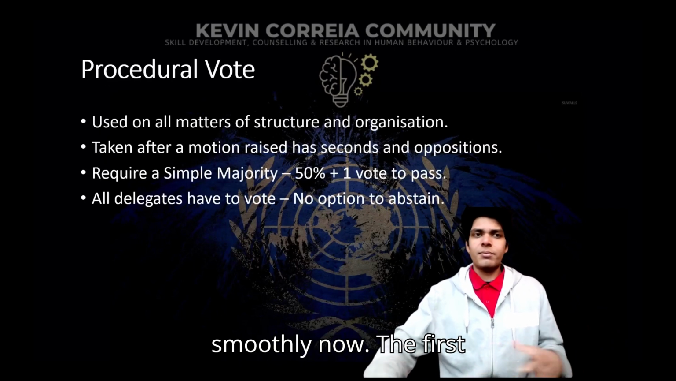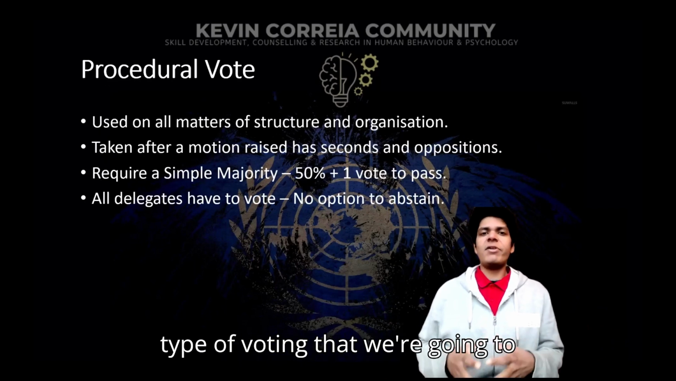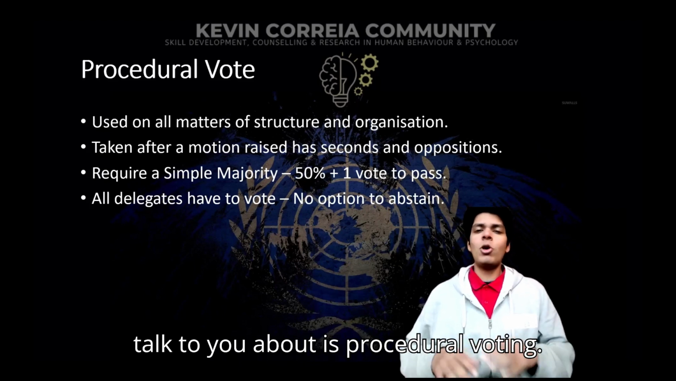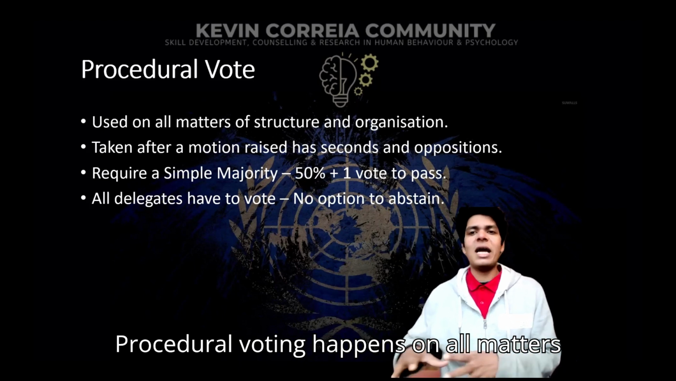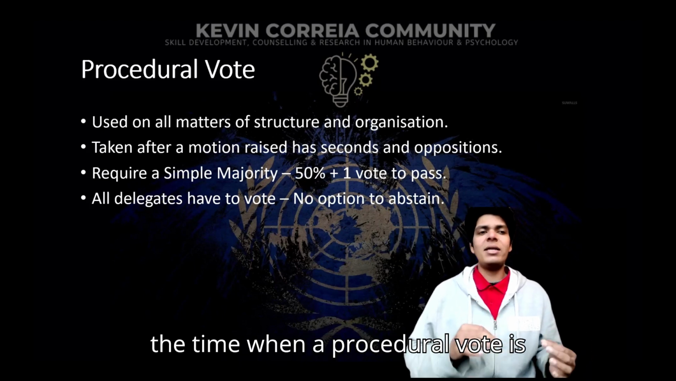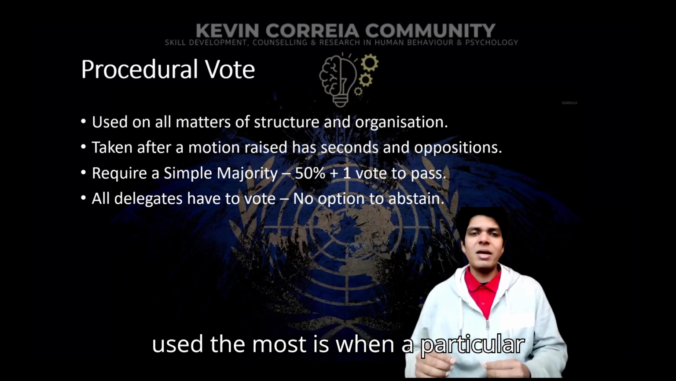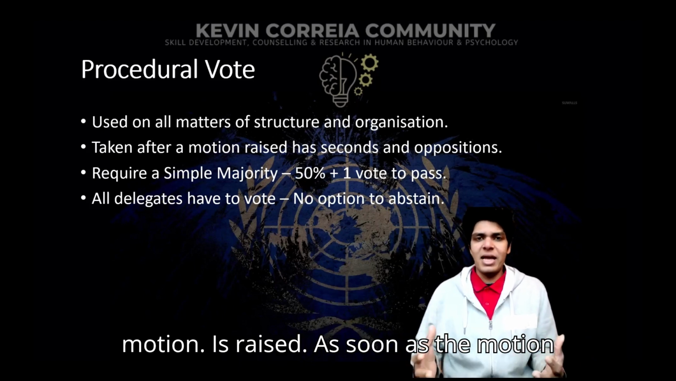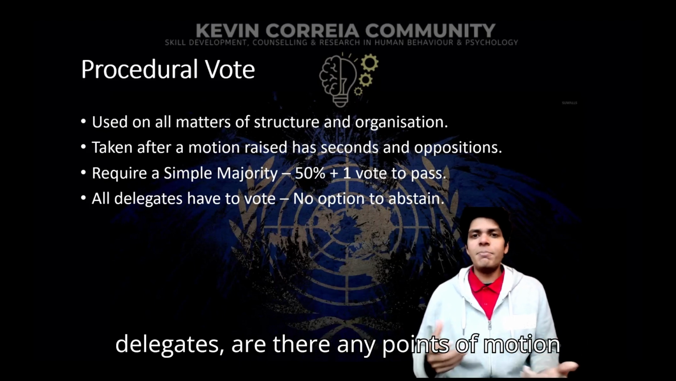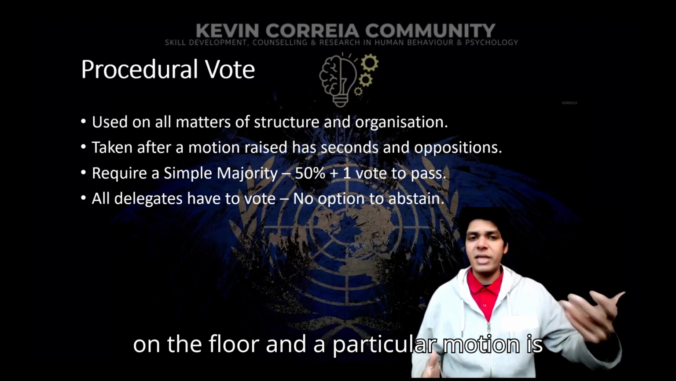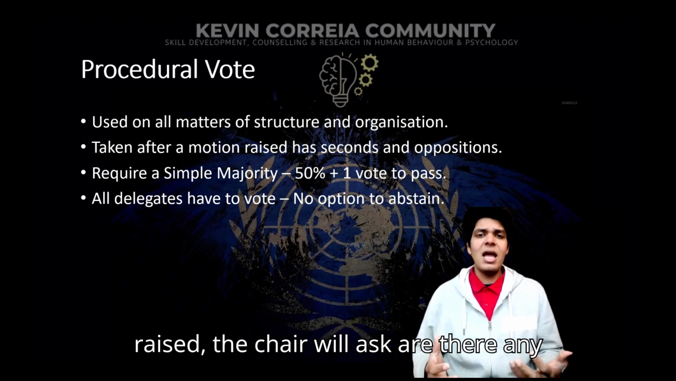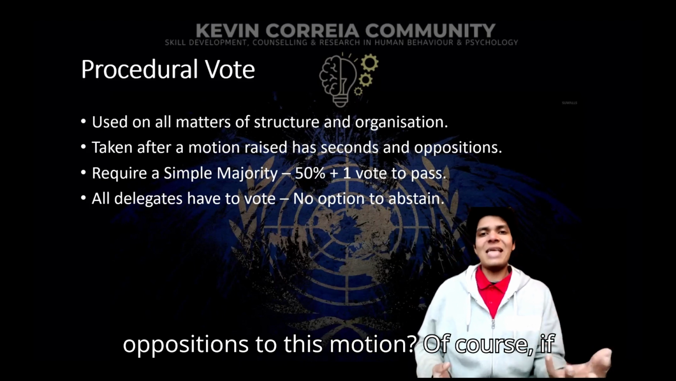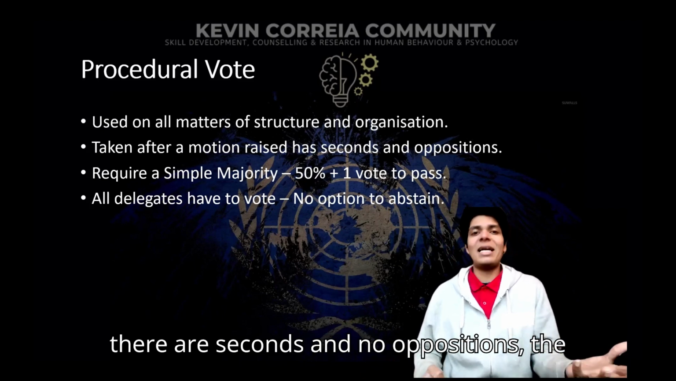Now, the first type of voting that we're going to talk to you about is procedural voting. Procedural voting happens on all matters of structure and organization. For example, the time when a procedural vote is used most is when a particular motion is raised. As soon as a motion is raised and the chairperson says, delegates, are there any points of motion on the floor, and a particular motion is raised, the chair will ask, are there any seconds to this motion? Are there any oppositions to this motion? Of course, if there are seconds and no oppositions, the motion directly passes.